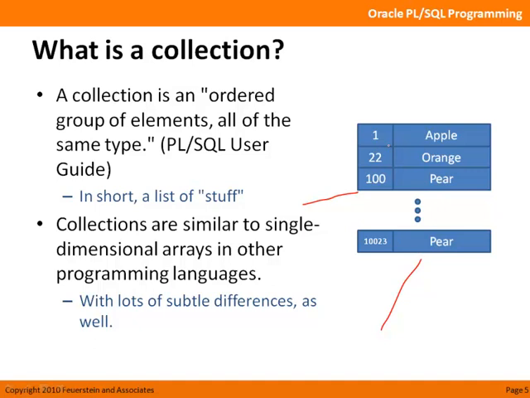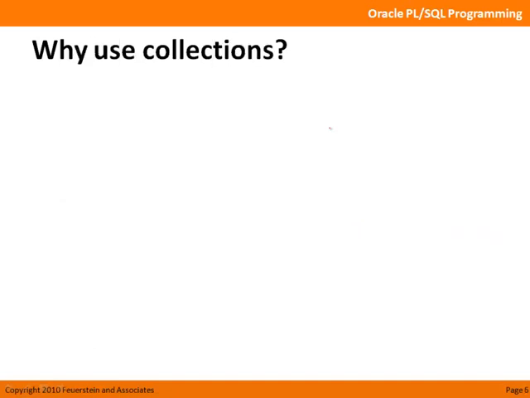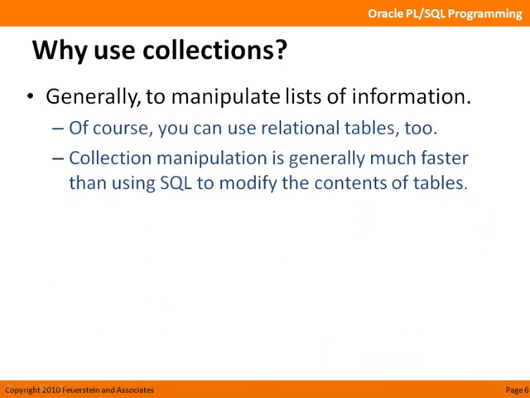And as you will see, you don't have to have sequentially filled arrays or lists. It doesn't have to be filled in index values 1, 2, 3, 4, 5. That's a characteristic called sparseness that we'll explore in great detail with associative arrays. But at a high level, lists of information. Then you might ask yourself, well, why would I use collections?